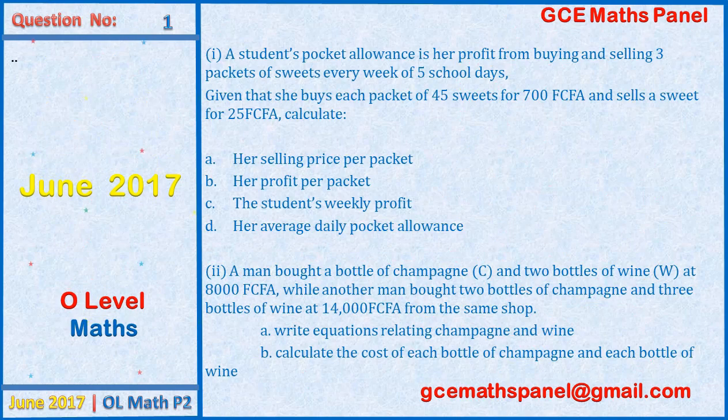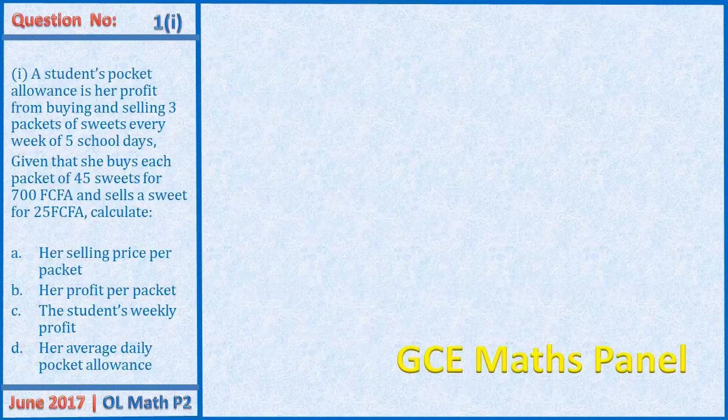Now, the first question here reads: a student's pocket allowance is her profit from buying and selling 3 packets of sweets every week of 5 school days. Given that she buys each packet of 45 sweets for 700 francs and sells a sweet for 25 francs, calculate A, her selling price per packet, B, her profit per packet, C, her weekly profit, and D, her average daily pocket allowance.